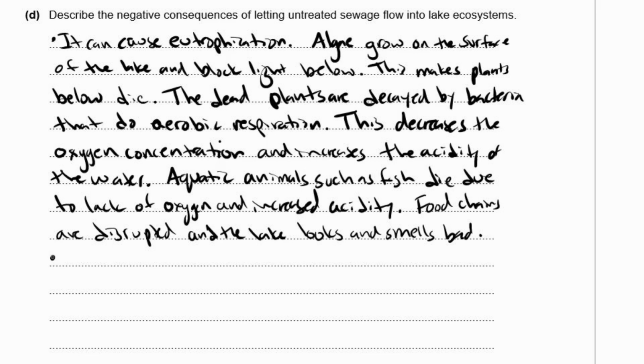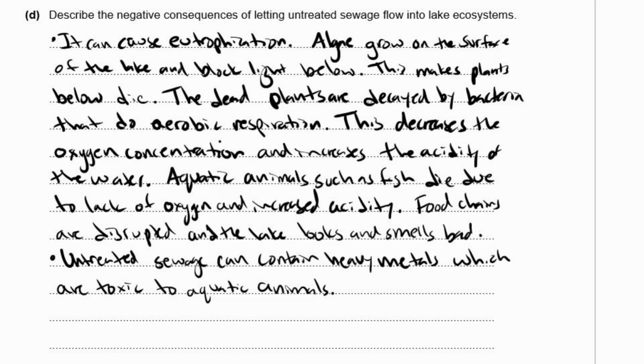But that's not the only thing. Another thing is that untreated sewage can contain heavy metals, which are not very good for aquatic animals. So untreated sewage can contain heavy metals, which are toxic for aquatic animals. And in here you can put in something about bioaccumulation, if you would like. And bioaccumulation or biomagnification is basically where you have your food chain, and let's say here's your pyramid of numbers.